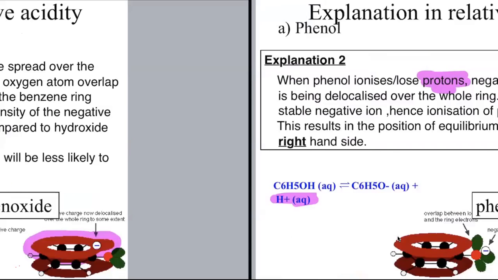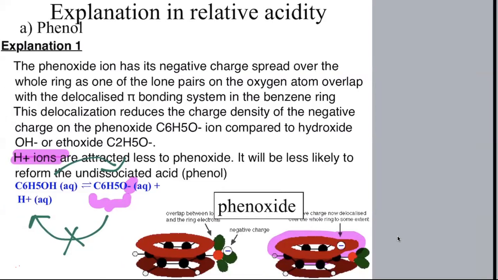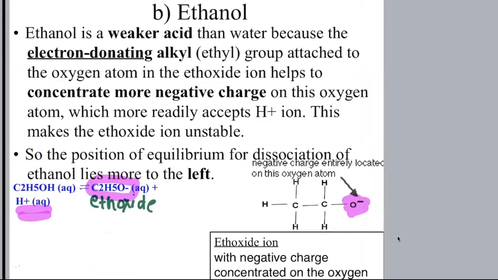Here, the negative charge is weaker on your phenoxide, because some of it is being distributed around the molecule, so the density is not as high as in ethoxide. It still has a charge of -1, but the density of the negativity is less, so it doesn't attract the H plus. So that's the first explanation.